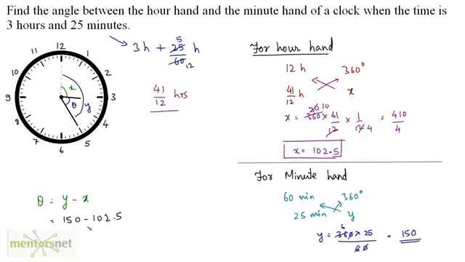So theta is equal to 47.5 degrees. And that is the angle between the two hands. That's 47.5 degrees.